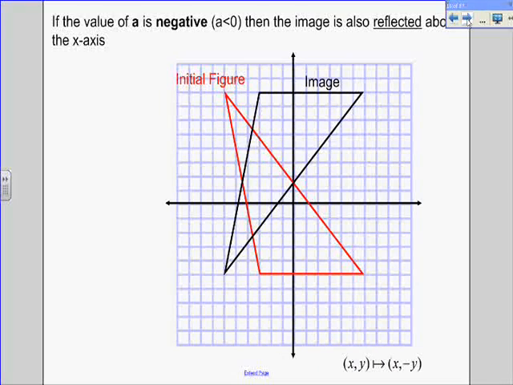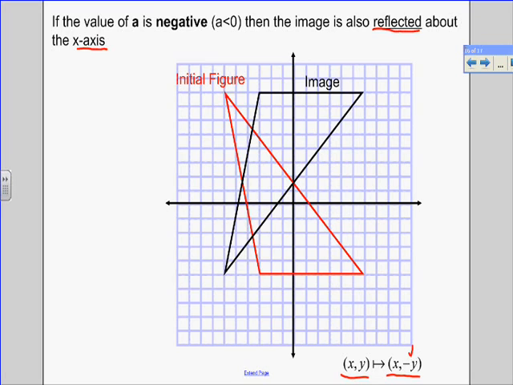And the last one: if we have a value of a that is negative, then our image will be reflected. We're going to have another reflection, but because this is dealing with our y, it's reflected about the x-axis. So if the value of a is negative, if it's less than 0, our image is reflected about the x-axis. We can see this here: x and y is getting mapped onto x and negative y. That's a change just to our y value, and we have a reflection. We could also have a scale factor in there. We could have any value. Right now, the scale factor is a negative 1.